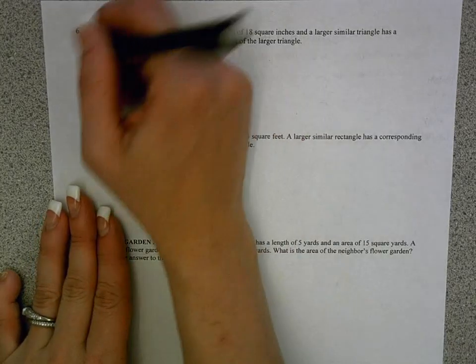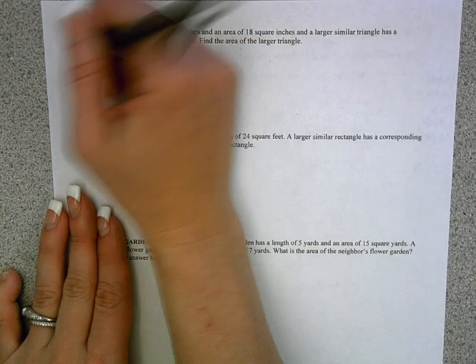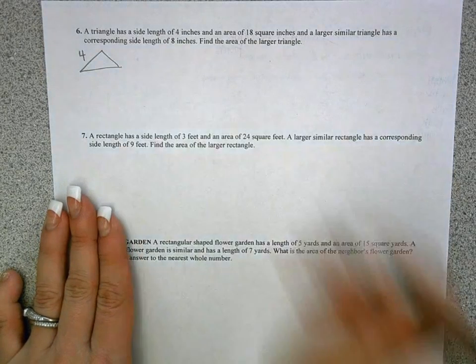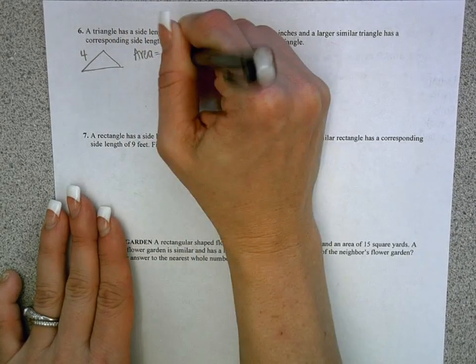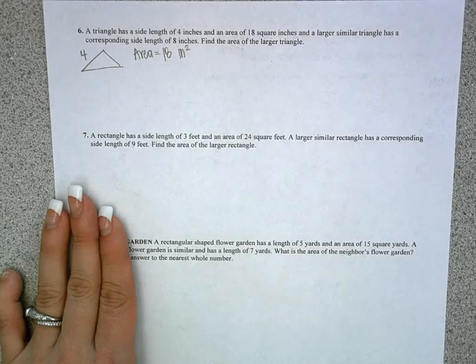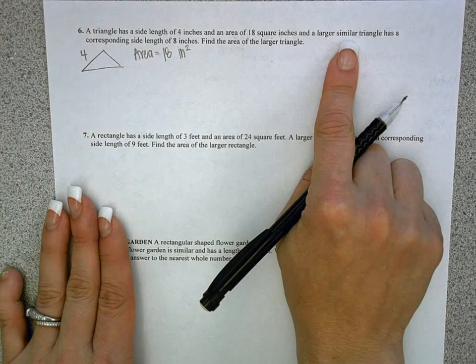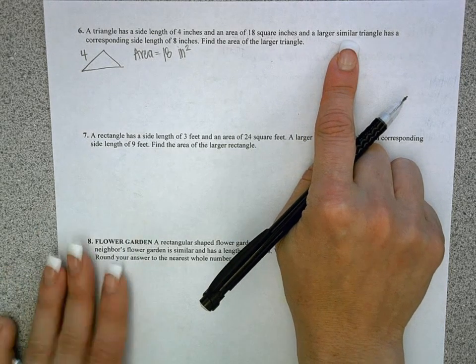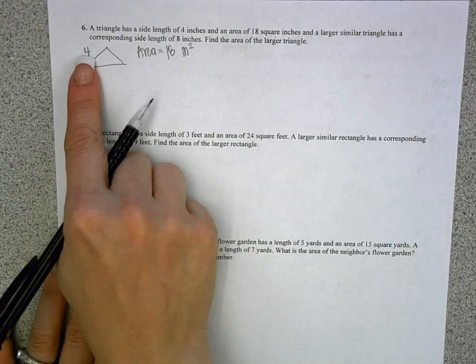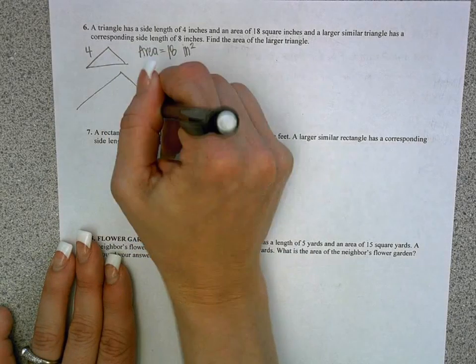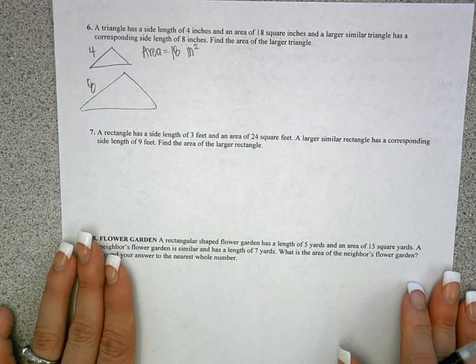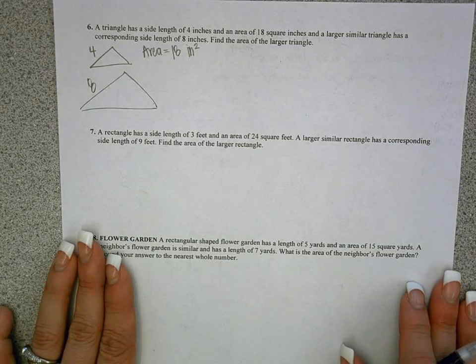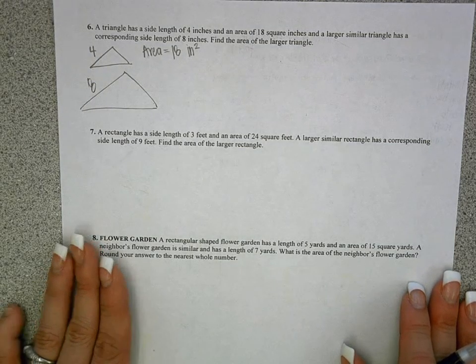On number 8, it says a triangle has a side length of 4 inches. So we're going to draw a triangle and say it has a side length of 4 inches and its area is equal to 18 square inches, so inches squared. A larger similar triangle, and it's important that it says similar, has a corresponding side length of 8 inches. This is the bigger triangle. We want to find the area of the larger triangle.